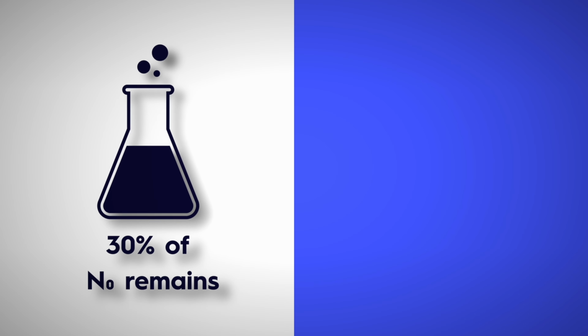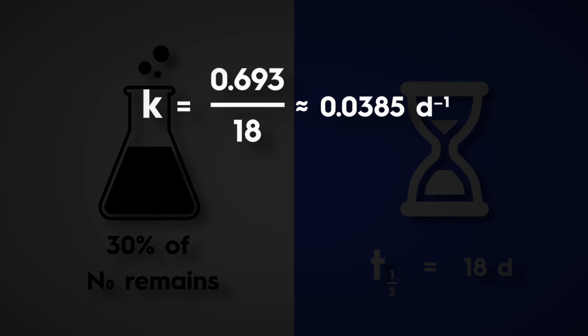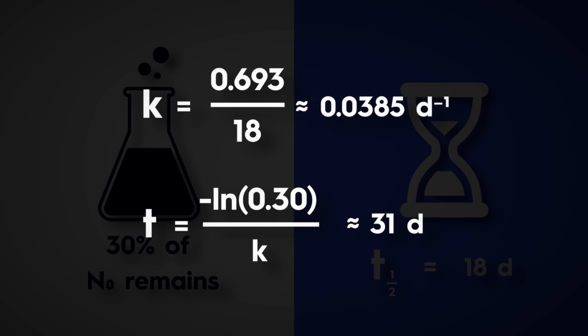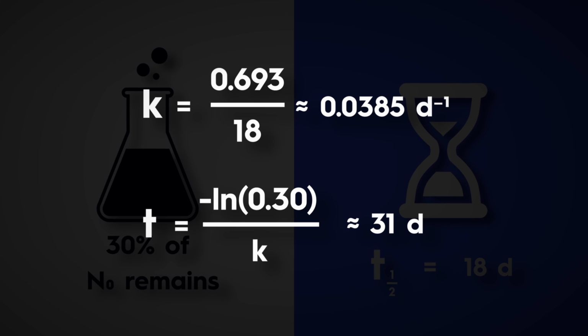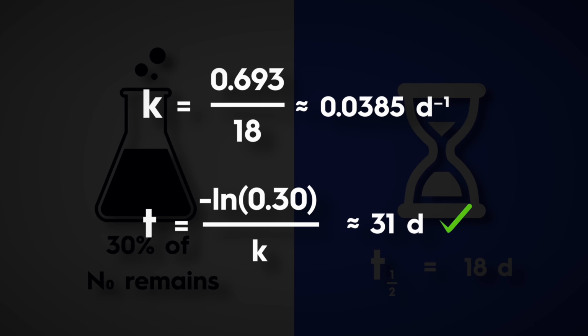Now go the other way. If 30% remains and the half-life is 18 days, first find k as 0.693 over 18. Then compute time as negative the natural log of 0.30 divided by k. That comes out to about 31 days.